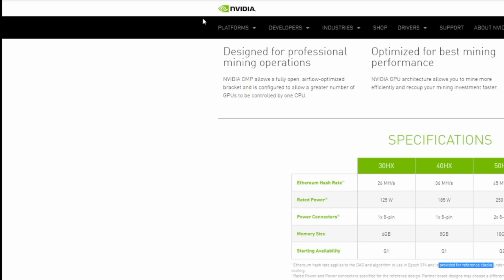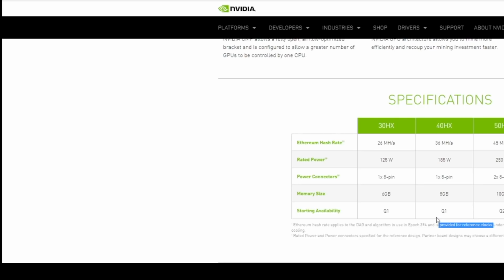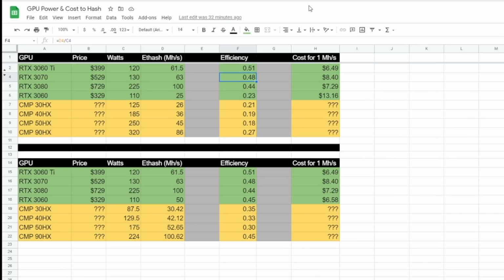Going by what it said on their release, results are provided for reference clocks. Okay, what if we take the average percent that you would power limit a 30 series card and the average percent you would gain when you overclock it, stock mega hash versus overclocked mega hash? I put some numbers together using about what you would do on the 3060 Ti, 3070, and 3080. This is where I landed. It's about a 30% decrease in wattage used, which is what I run on my 3060 Ti compared to its standard TDP, and that's where these numbers land us.